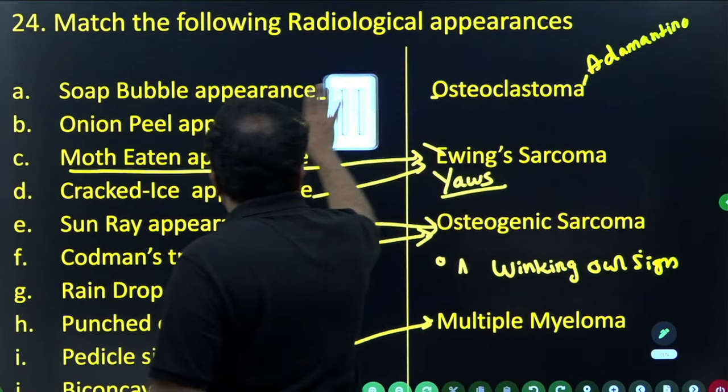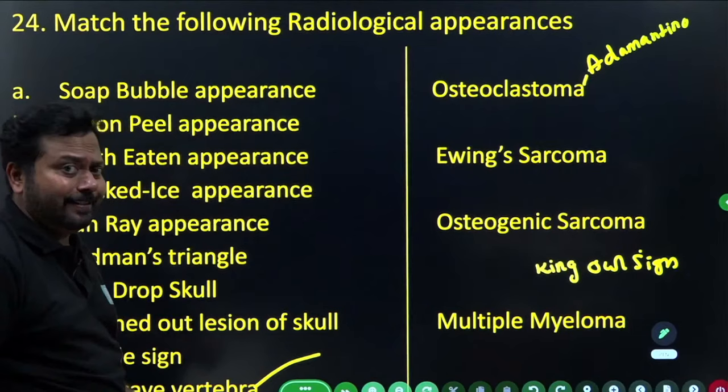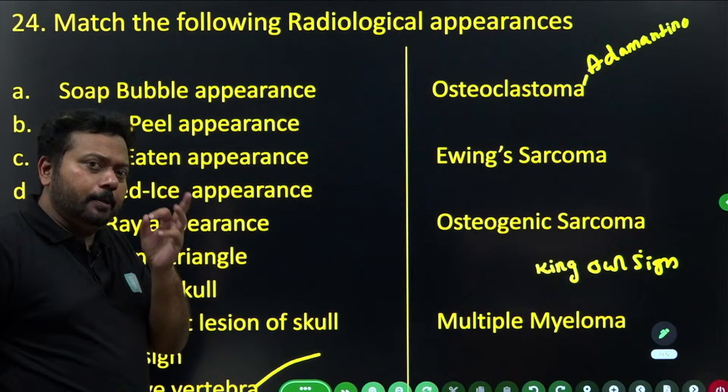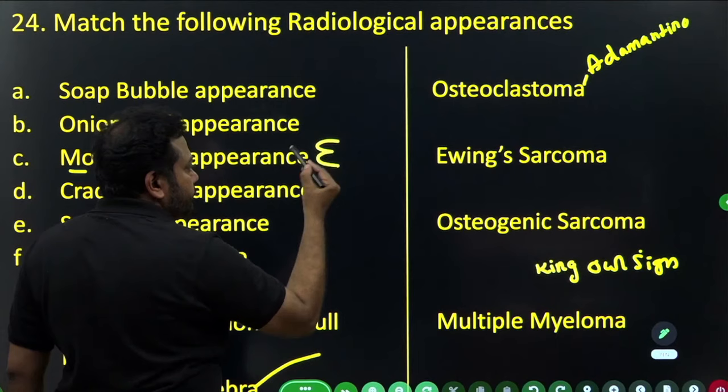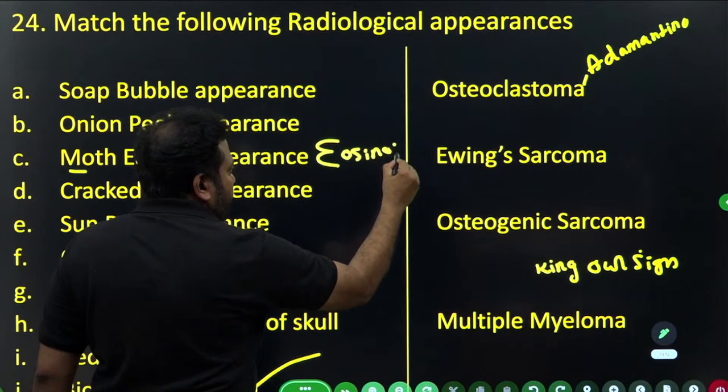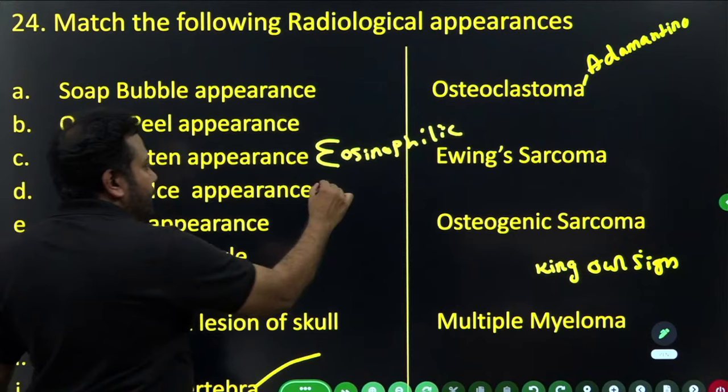One more special point I want to tell you, dear friends. Most of you may know the answer, but it's my duty to revise it for you. Punched out lesions in a bone, they are asked, not the skull. If they ask a question on punched out lesions of the bone, search for eosinophilic granuloma first. Multiple myeloma next.